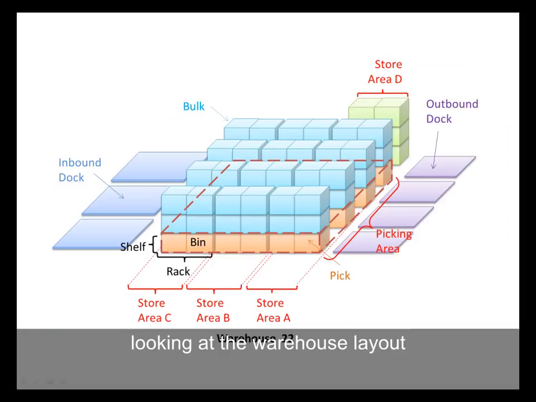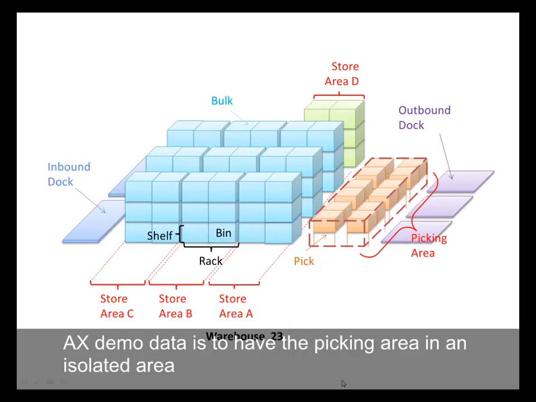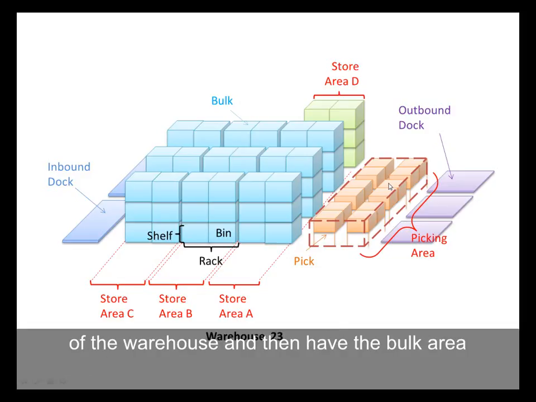Looking at the warehouse layout, the typical normal setup is to have the picking area at the bottom of the racks, or another approach as part of the AX demo data is to have the picking area in an isolated area of the warehouse, and then have the bulk area as part of another area of the warehouse.